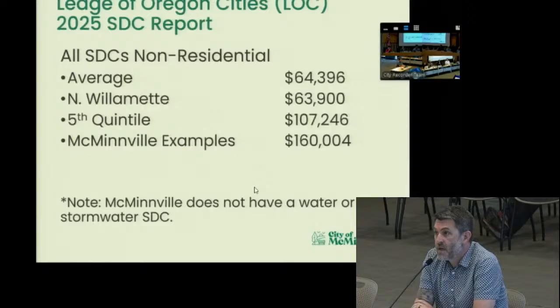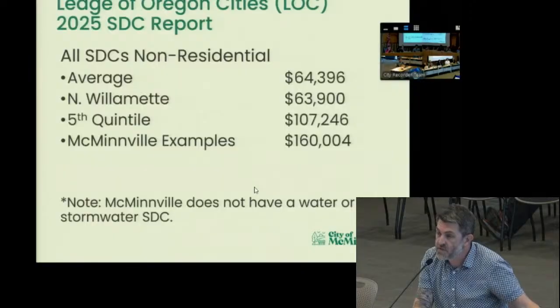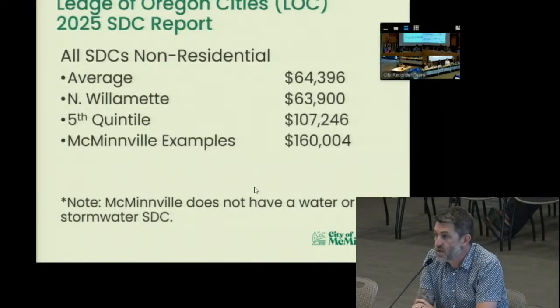And again, I included the non-residential. I don't know the types of projects these were. And then I have some example projects that are following that show what the total SDC was for McMinnville projects. They're on the higher end, and so these are larger projects. These aren't really a good sample showing all types of non-residential development. These are more looking at larger non-residential developments that have occurred recently.